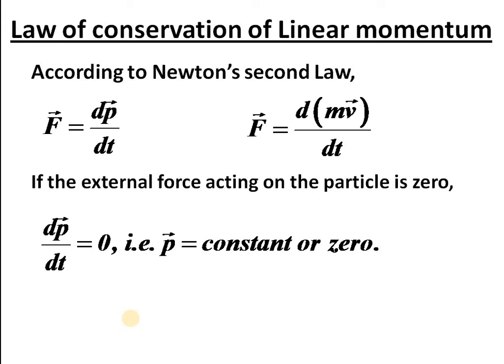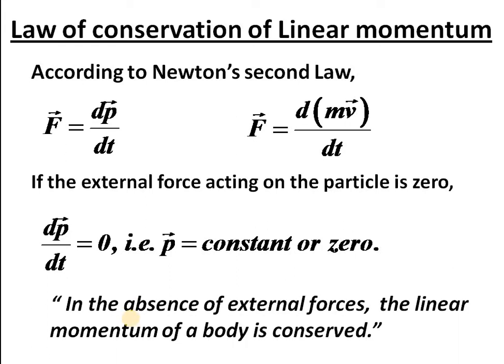So we say that momentum is constant, P is constant. So this is called the law of conservation of linear momentum. Or you can make it more generalized. You can say that for a system, if there is no external force acting, then the total momentum of the system will always be conserved.